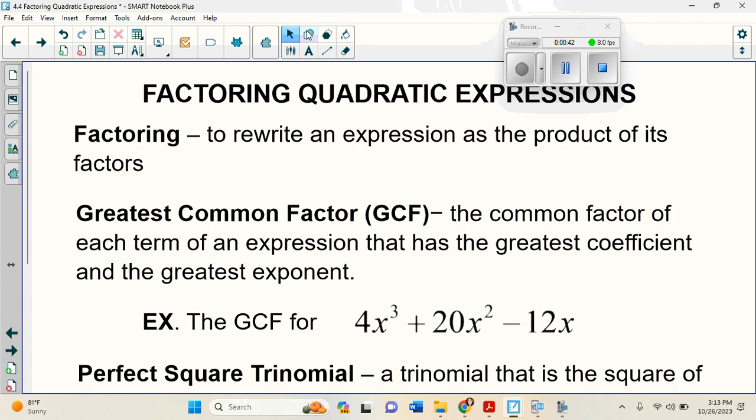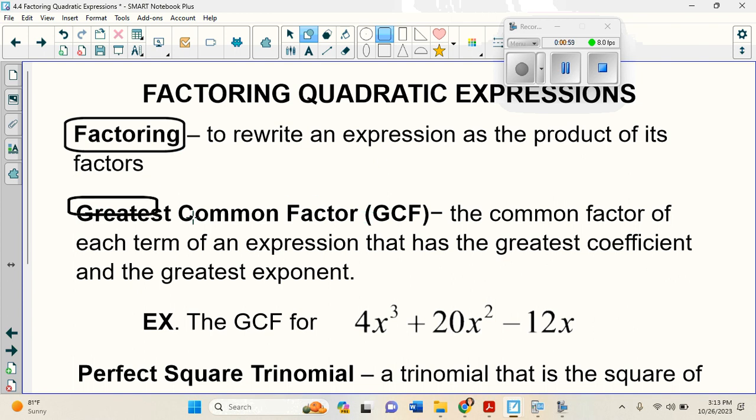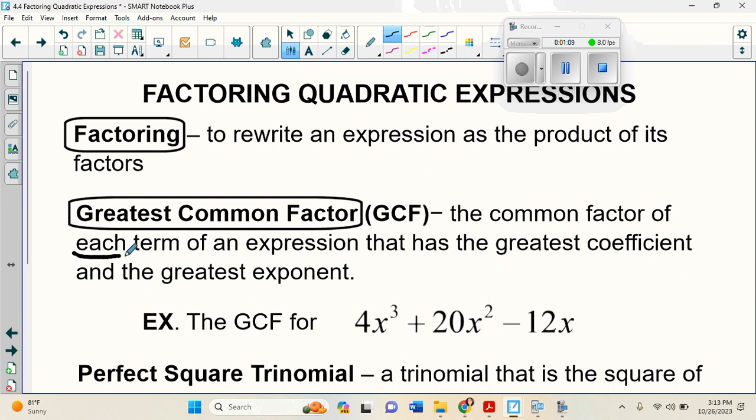So factoring is a method we use to rewrite an expression as a product of factors. It's the inverse operation of distribution of multiplication. The greatest common factor, sometimes abbreviated GCF, is the common factor of each term. Make sure that it's all the terms and not just some of the terms. It has the greatest coefficient and the greatest exponent.